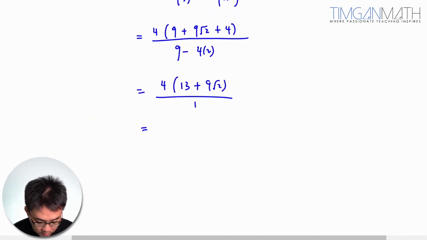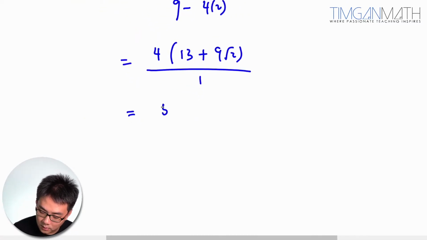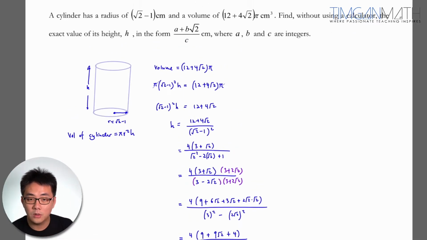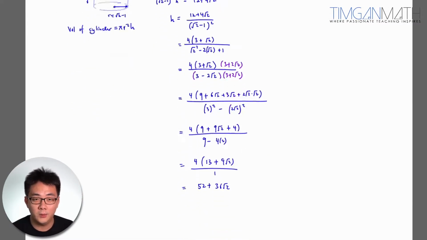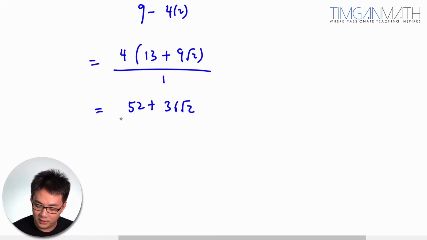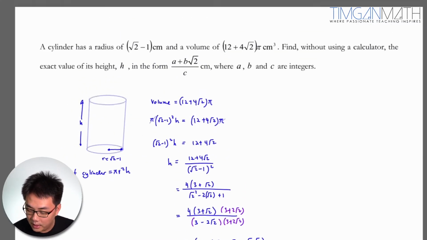What we get is 4 times 13, which is 52, plus 36 root 2. So this is how you work it out, but the thing is you need to find a and b as integers, so this is divided by 1.